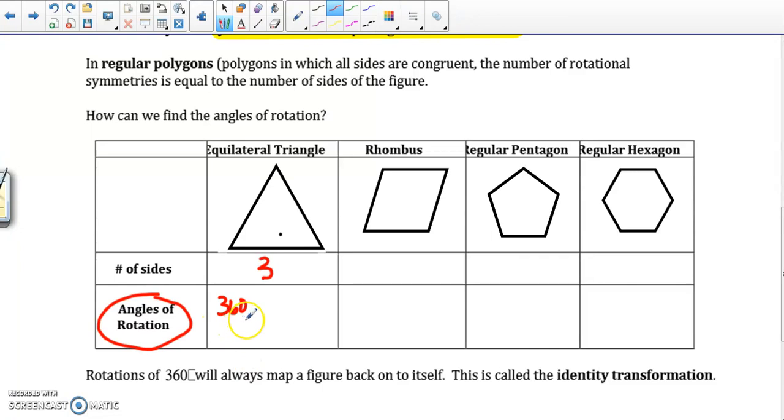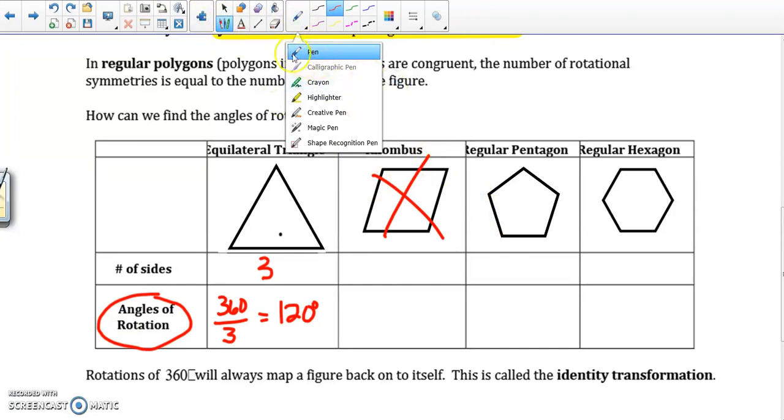To do that, we know there's 360 degrees in the circle. To figure out how many degrees are in one of those single rotations, you just divide 360 by the number of turns. So for this equilateral triangle, there's actually 120 degree rotational symmetry, or 120 degree angle of rotation. All right, I think we're going to skip the rhombus for now, so don't worry about that one.